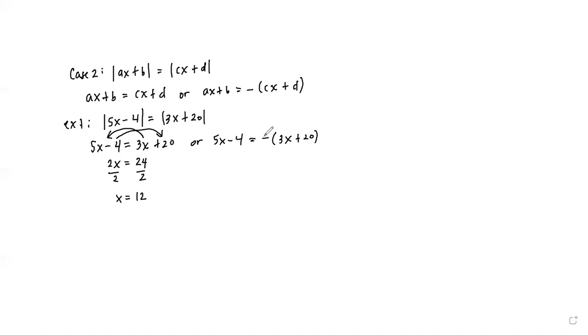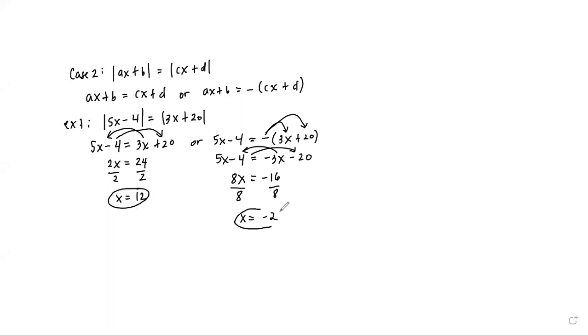Now for the second equation, we need to distribute the negative sign first to 3x plus 20. So we get 5x minus 4 is equal to negative 3x minus 20. And then transposing negative 3x to the left side will give us 5x plus 3x, which is 8x. And then negative 4, when transposed to the right side, we get negative 20 plus 4, which is negative 16. And then we divide both sides by 8. So we get x is equal to negative 16 divided by 8, which is negative 2. So the solutions for this equation are x equals 12 and x is equal to negative 2.